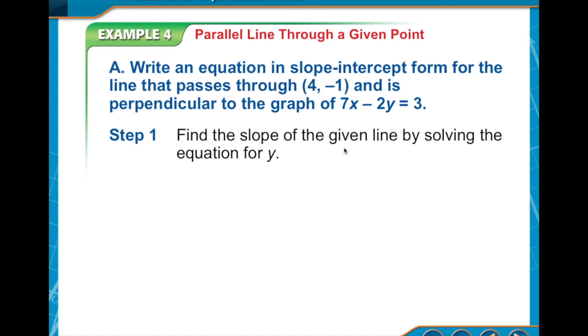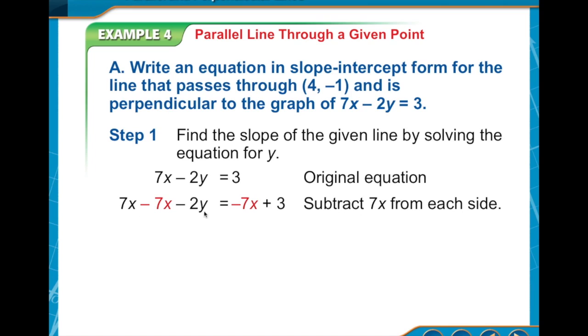So our first step, find the slope of the line by solving for y. So we have to shuffle this around and get y by itself. So originally, we want to subtract the 7x away from both sides. So if we subtract the 7x away, what do we get? This goes away here. We get a negative 7x on the right. So now we're at this step.